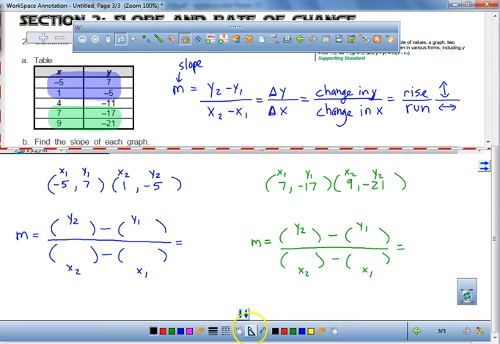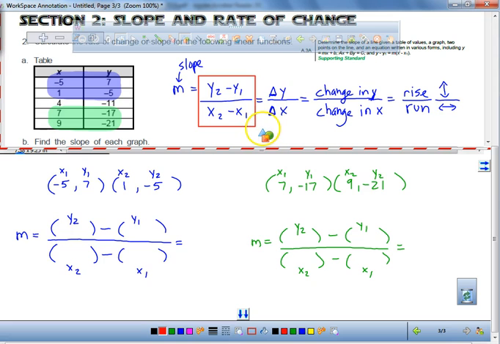So I'm using this formula right up here. I'll put a little box around it. This is our slope formula right there. That'll actually be on your STAR formula chart. You don't have to memorize it. You just have to know how to use it. So if you forget the formula, it'll still be there when you're taking the test.